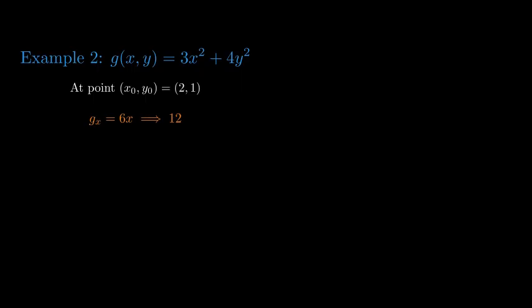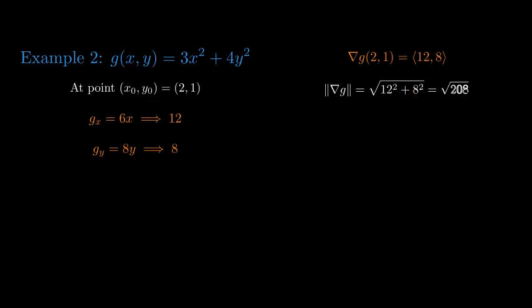The directional derivative in the direction of a unit vector u is the dot product of (12, 8) and u, which simplifies to the magnitude of the gradient multiplied by the cosine of theta. Once again, because the magnitude of the gradient is fixed at the square root of 12 squared plus 8 squared, which equals the square root of 208, the directional derivative depends entirely on the cosine of theta. To achieve the steepest possible ascent, we must choose our direction to make the cosine of theta equal to 1, which requires moving directly parallel to the gradient vector (12, 8).